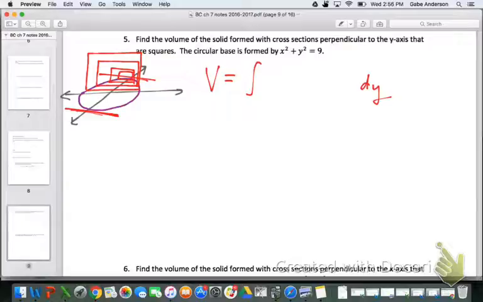So I think what Hayden says makes a lot of sense. -3 to 3. Where is she getting the -3 and the 3? Yeah, because the square root of 9 is 3, the radius is 3. So yeah, -3 to 3 right there.